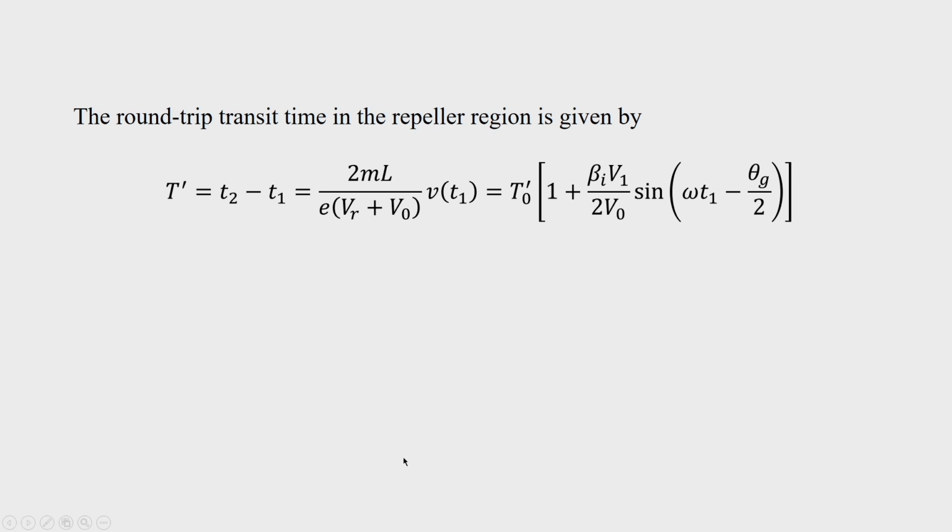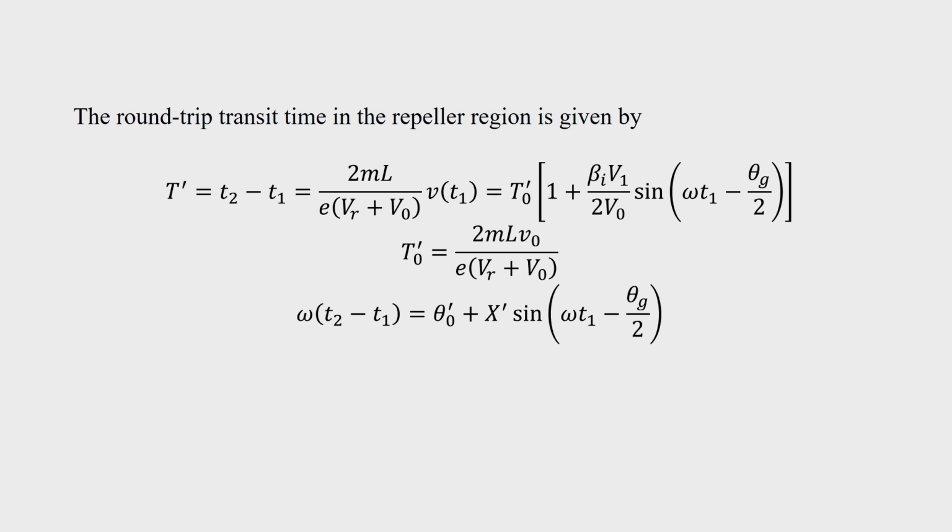We follow the same type of analysis as we have done in the case of 2 cavity klystron. And here T naught' is 2 m L V naught divided by e (V r plus V naught).